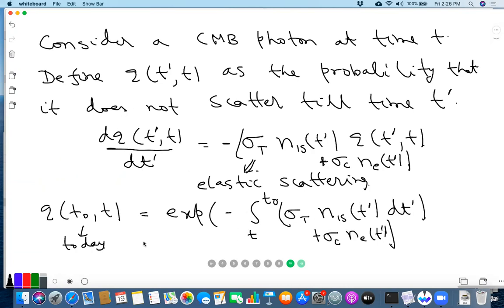And from the definition of opacity, it follows that O is given by 1 minus q. So O of t is 1 minus q of t0, t. Because q is the probability that it does not scatter till time t0, and opacity is the probability that it does scatter at least once till time t0. So using this formula, we can find the opacity. Is this clear? Are there questions?